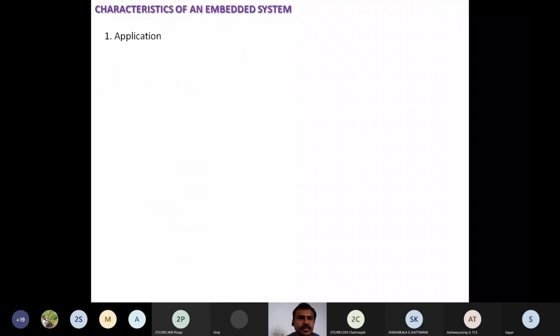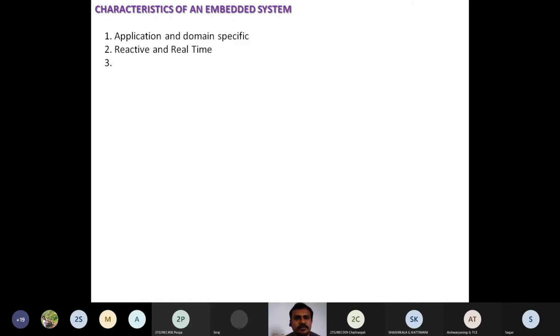The embedded system has these characteristics: it is application and domain specific, reactive and real time, it operates in harsh environments, it must be a distributed system, it should have small size and small weight, and it should have some characteristics regarding power concerns. So what are these 6 characteristics of an embedded system?